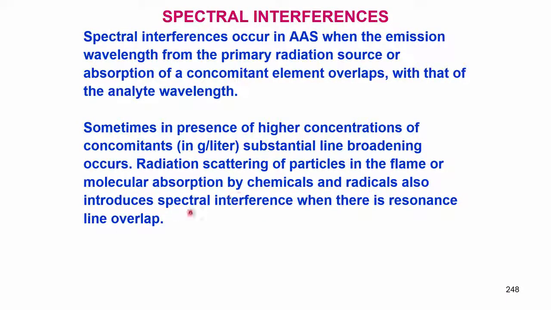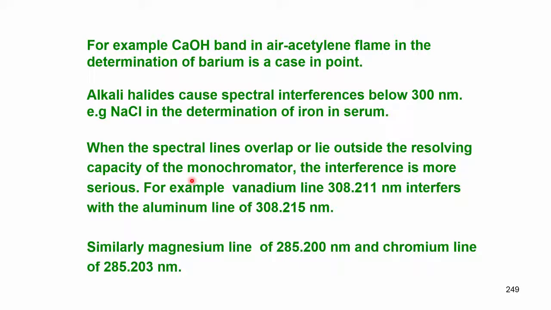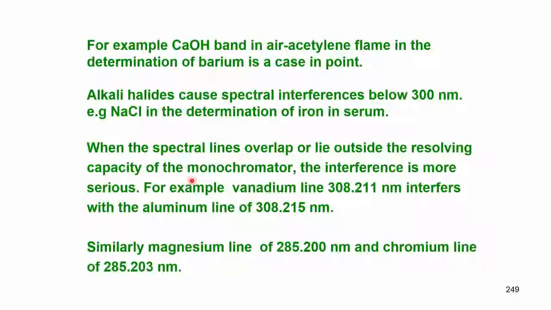Sometimes molecular absorption can be a source of error, but it can be taken care of. How, we will see later. Okay. Whenever there is resonance line overlap, we call it spectral interference. So, for example, now I am going to give you an example here. Calcium hydroxide, CaOH, not OH twice, calcium hydroxide band in air acetylene flame in the determination of barium.